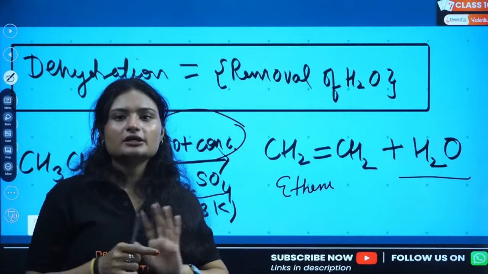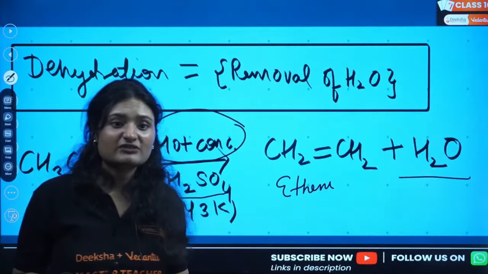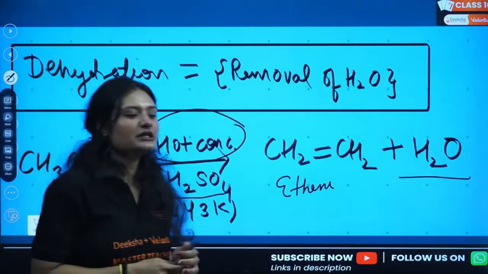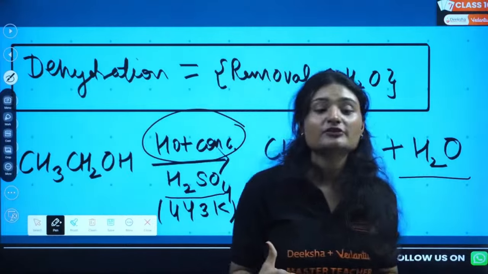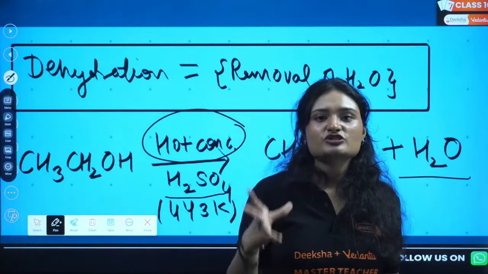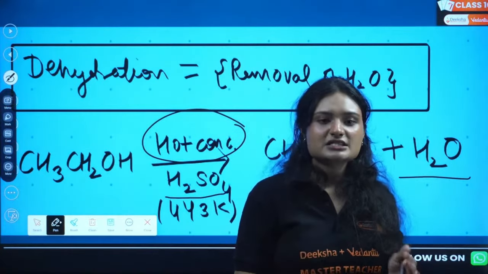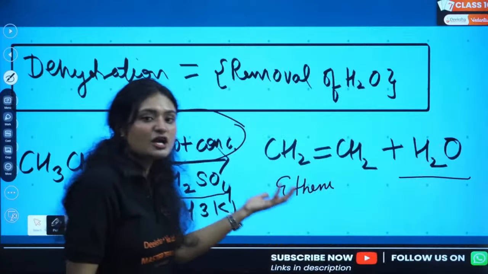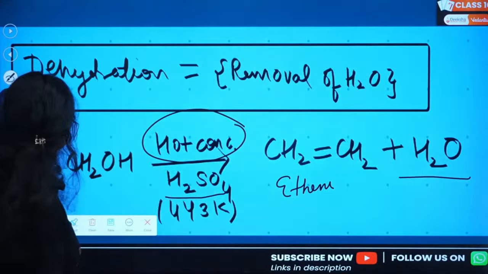So in your case-based question, sometimes they will ask: if you have ethanol and you heat it up to 443 Kelvin in presence of concentrated sulfuric acid, what will happen? Formation of ethene will happen.